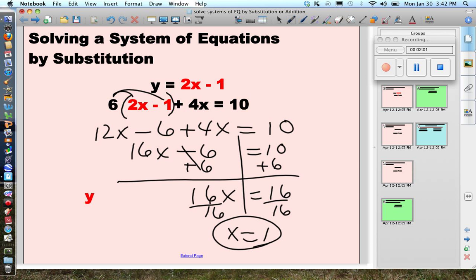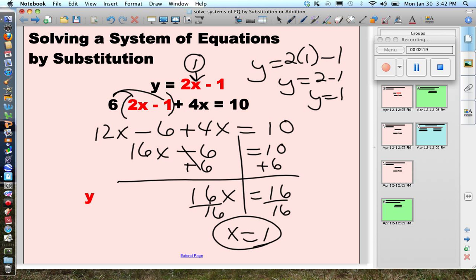So what I'm going to do is take this 1 and I'm going to put it in place of x, because now I know what x is. So if x is 1, well then y is equal to 2 times 1 minus 1. So y must equal 1. So I happen to have two answers now, and the way that I'm going to write my answer is a point. Because in solving a system of equations by graphing, if we had graphed these two equations, they would have intersected at the point (1, 1), so that is the solution.